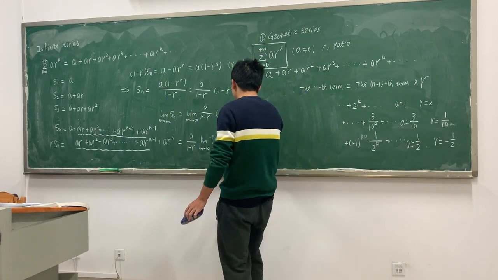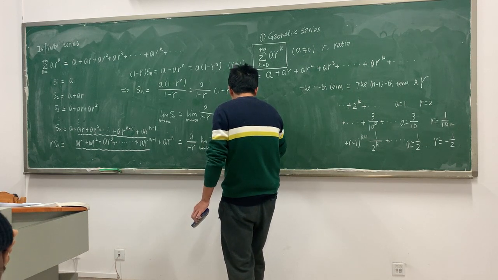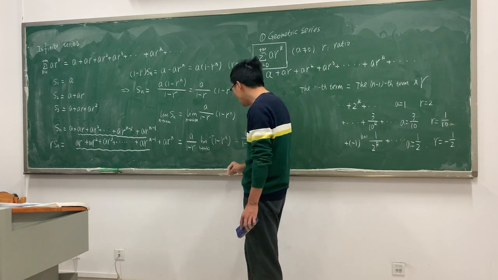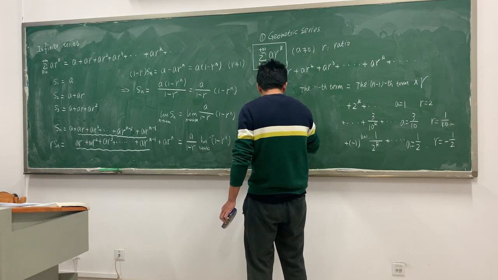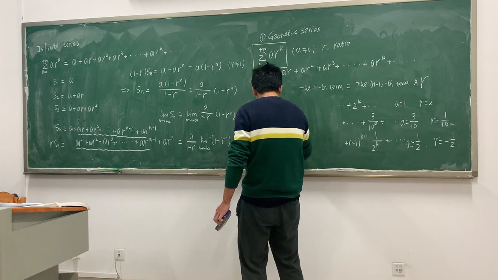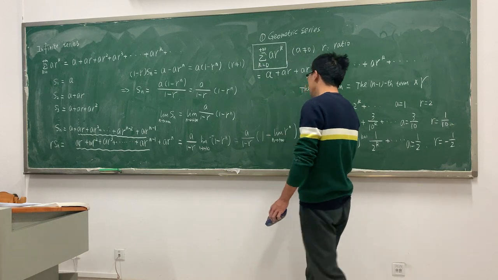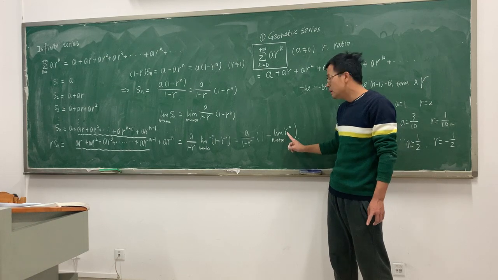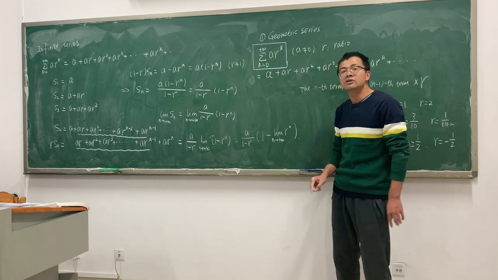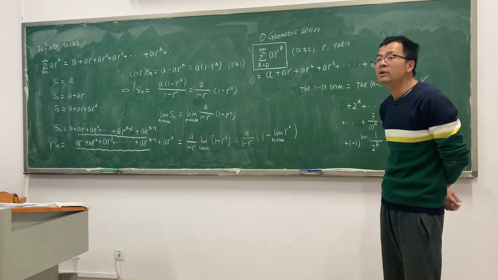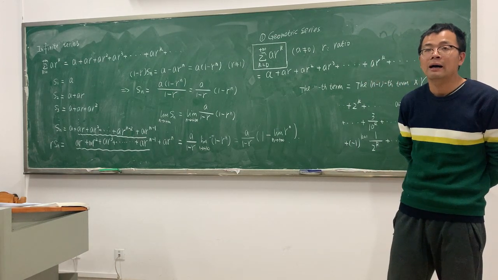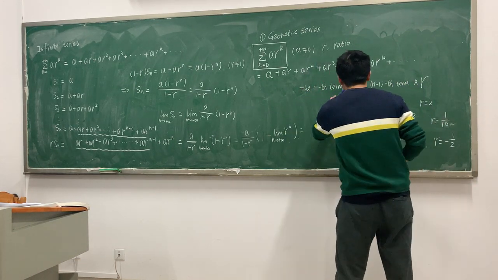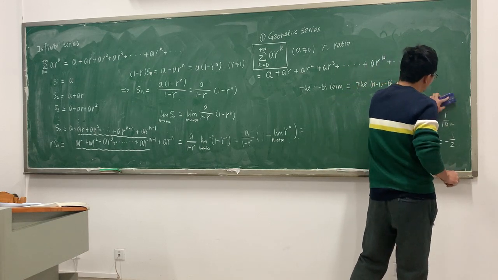So this is equal to A by 1 minus R times, the limit of 1 is 1, minus the limit of R to the nth power as n approaches plus infinity. So we just need to find this limit, the limit of R to the nth power. Actually we should see the value of R, so we just need to consider these cases.